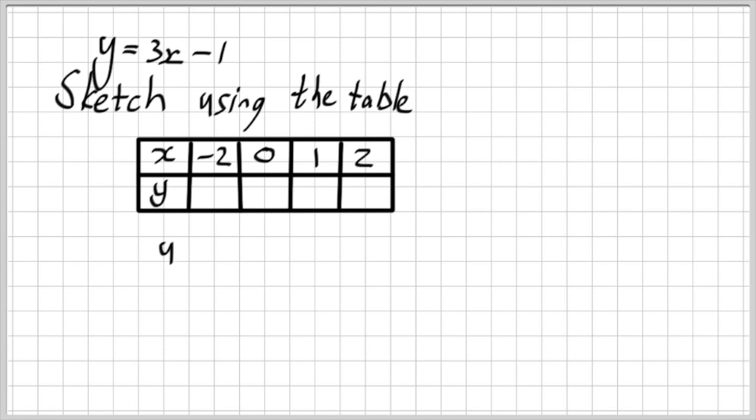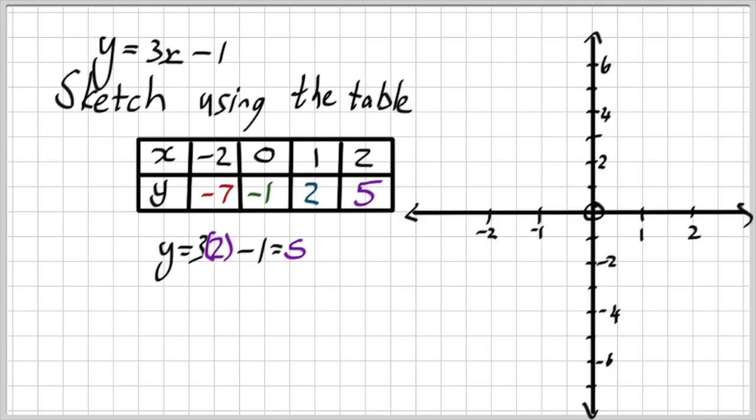Well, I'm going to substitute, first of all, -2 in, and my answer is -7. Then I substitute 0 in, and my answer is -1. I substitute 1 in, and my answer is 2. And lastly, I substitute 2 in, and my answer is 5. This means I have the Cartesian plane with 4 coordinates. And there I've plotted them.